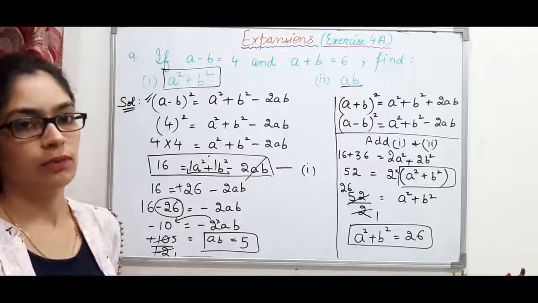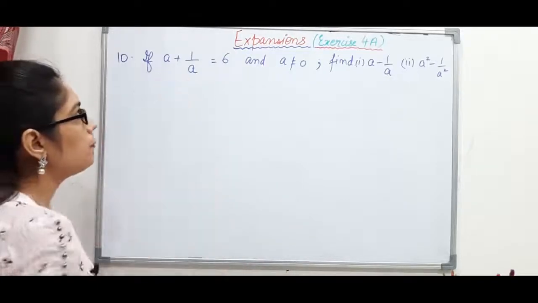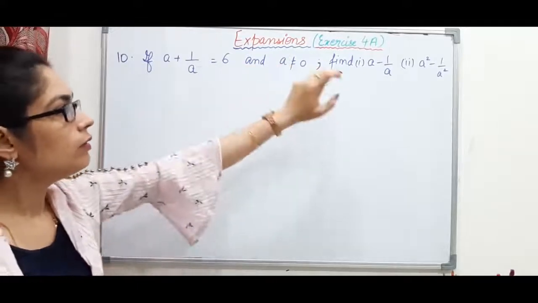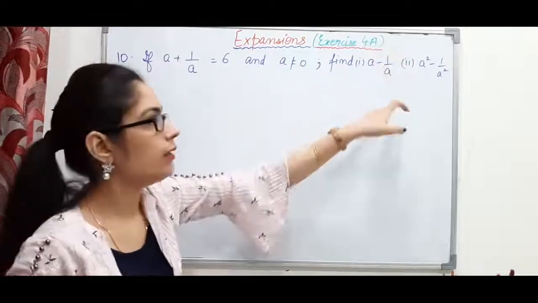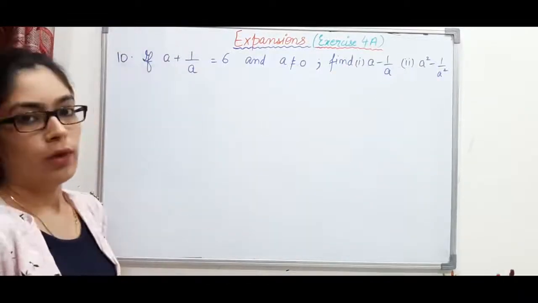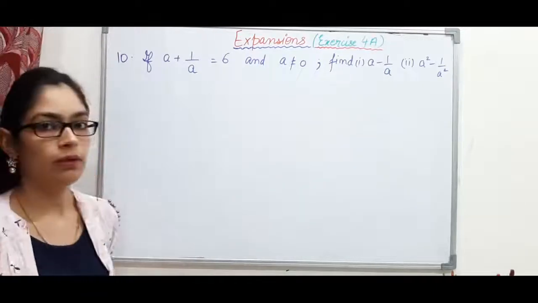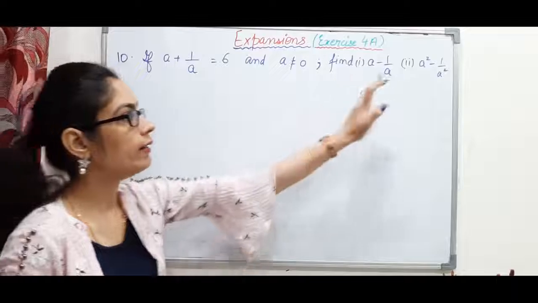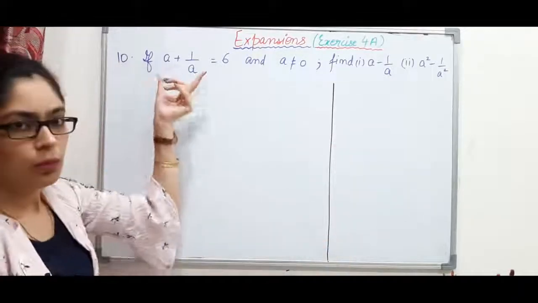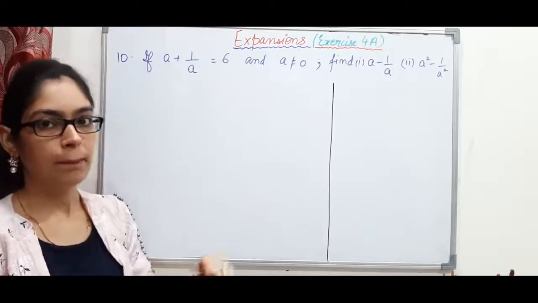Now let's do the next question. In 10th question it's given, if a plus 1 by a is 6 and a is not equal to 0, find a minus 1 by a and a square minus 1 by a square. See, whatever is given to us, from that itself we have to see what we can do here in order to find this. See, a plus b is given to us, something two numbers, they are getting added, so that means they are the form of a plus b.